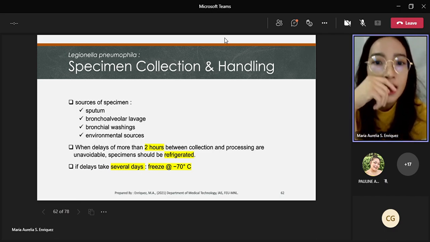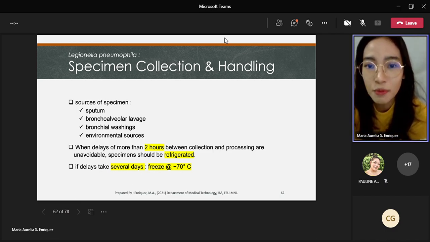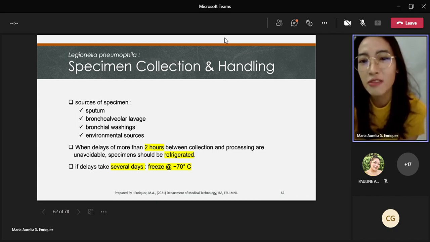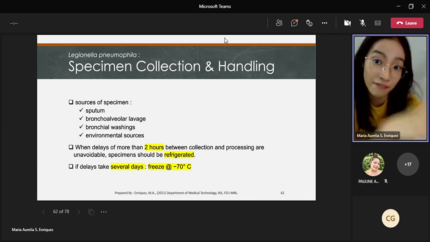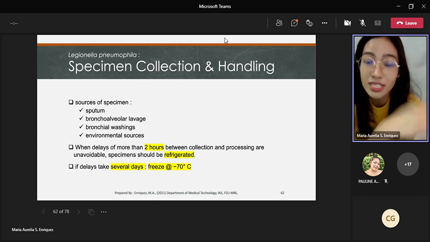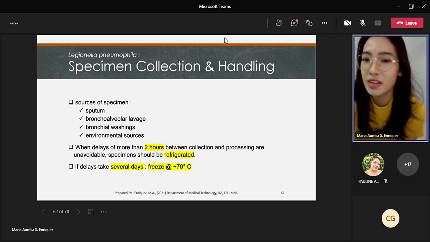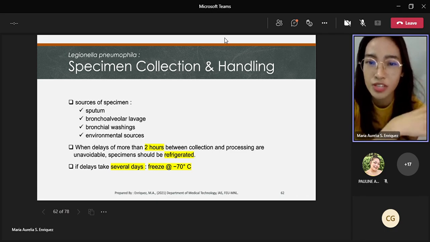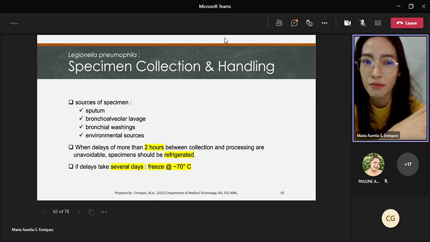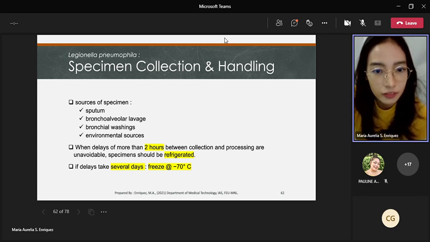and so on. Now, if there would be delays in the processing for about 2 hours, refrigerating the specimen is fine. But if the delay will take a few days, the samples must be frozen at negative 70 degrees Celsius. So wala naman pong issue for Legionella if they would be kept frozen for a few days kasi nga po very tough or very resistant to a lot of different things ang Legionella species.